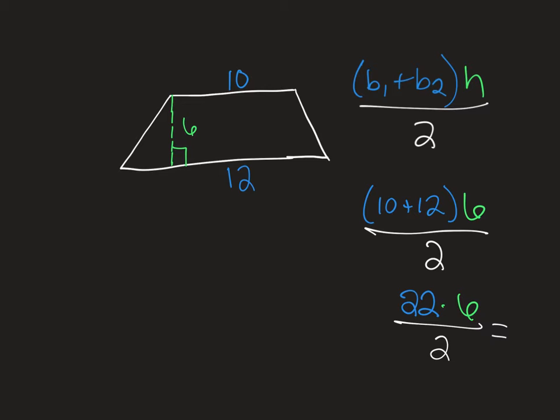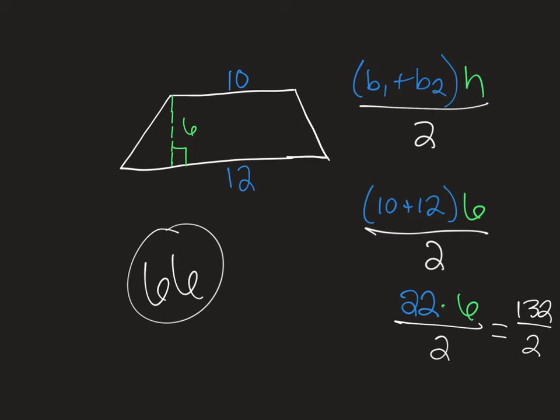22 times 6 is going to give us 132. Then divided by 2 equals 66. So the area of our trapezoid is 66.